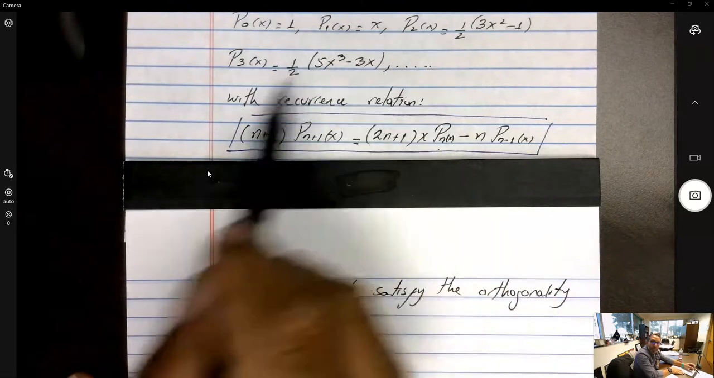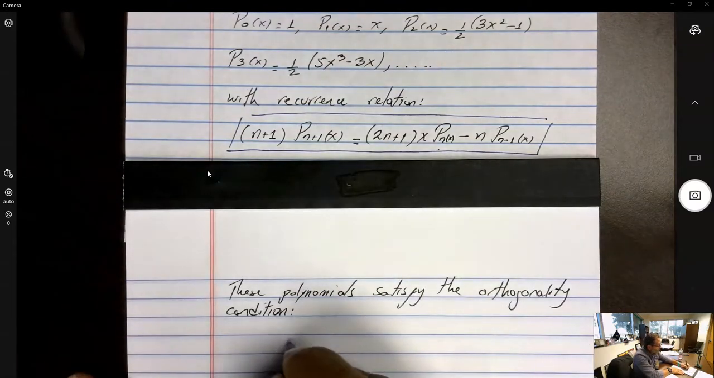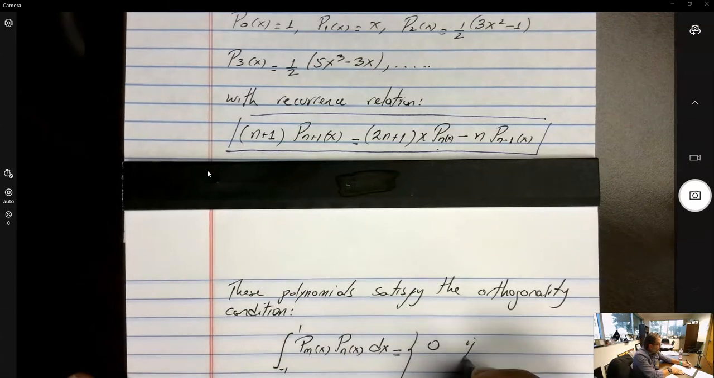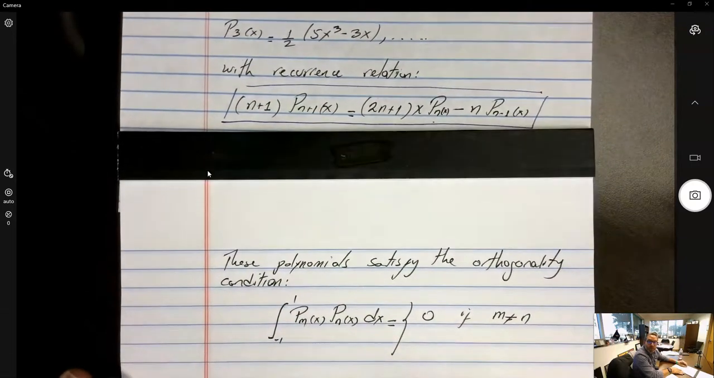Polynomials of different order are orthogonal to each other, while polynomials of the same order are not. So the integral from -1 to 1 of a polynomial of order n and a polynomial of order m, when multiplied together, will give you 0 if m is different than n. So if the two are of different order, you get 0. And you only get a non-zero answer if m is equal to n. That is the orthogonality condition.